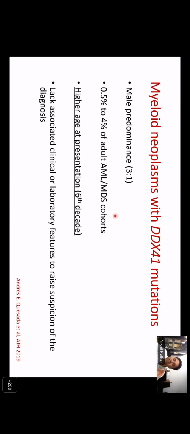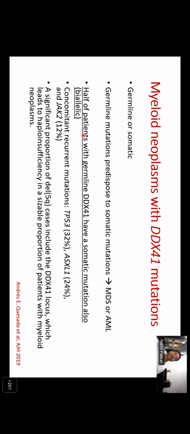This is a textbook presentation of a 60-year-old with cytopenia with DDX41 mutation. They present in the 6th decade of life. They do not have any features which raise suspicion of the diagnosis, but these account for 3 to 4% of myelodysplastic syndromes. Half of the patients also have an additional somatic mutation. Therefore, they're called biallelic. We'll be seeing lots of biallelic today. They can have other mutations in TP53, ASXL1, and JAK2, and so on, and they can have 5q associated with them. So in this patient, the diagnosis is clonal cytopenia of unknown significance with possible DDX41 germline predisposition.